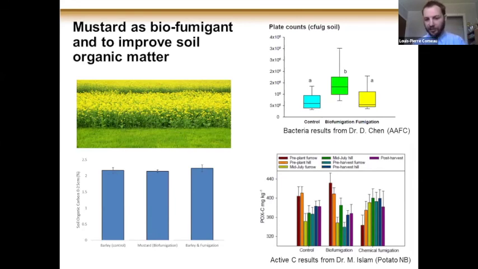And as Dr. Derek Lynch explained, the active carbon, the POXC, responds quite fast to different management practices. In that case, we have a control that is only barley with no fumigation, biofumigation with mustard, and chemical fumigation with fluopyram. In the figure down right, we can see that chemical fumigation seems to block the decomposition of the soil organic matter, or the fresh residues, before the winter. And the biofumigation increases the amount of bacteria, the total countable bacteria. But on a very early basis, we don't see a change in soil organic matter.